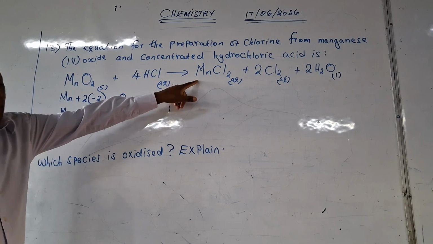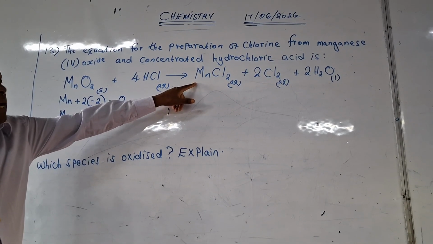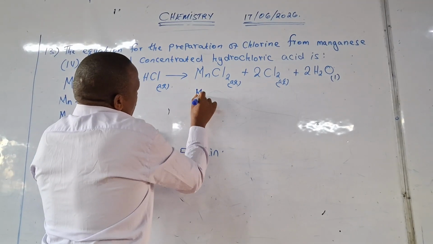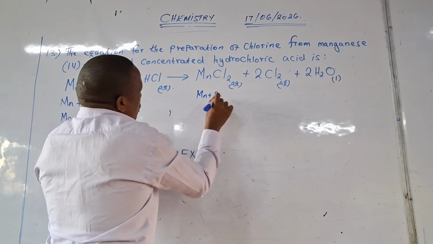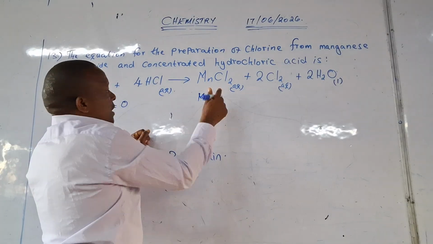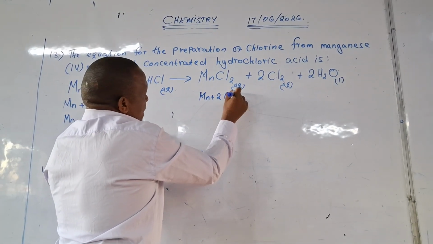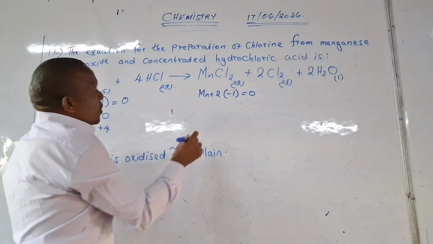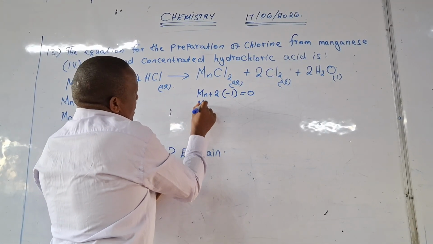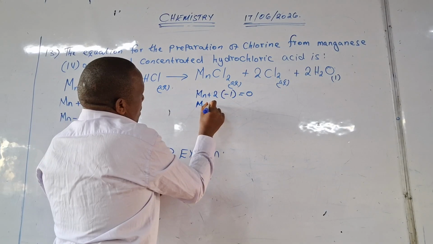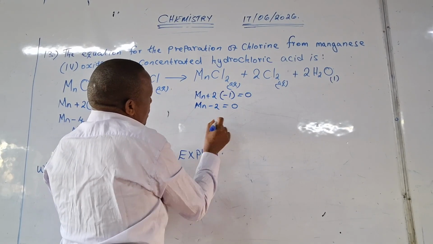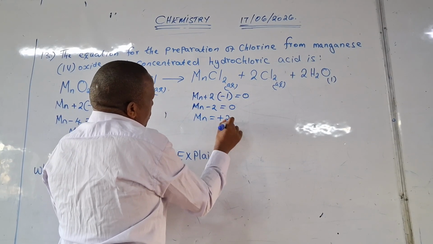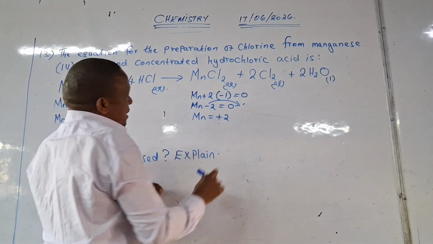What about the oxidation number of manganese in manganese chloride solution? So it will be what? Oxidation number of manganese, we add 2 atoms of chlorine times the oxidation number of chlorine, which is -1, will give us the overall oxidation number, which is 0. So here it will be manganese - 2 will give 0. Very good. So manganese is equal to +2. That is when you take it to the other side, it changes to positive.